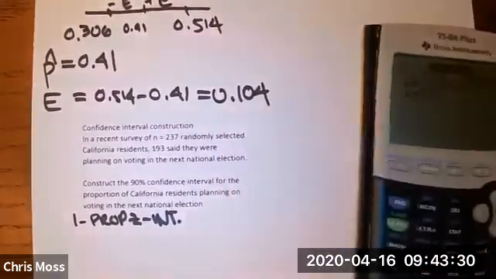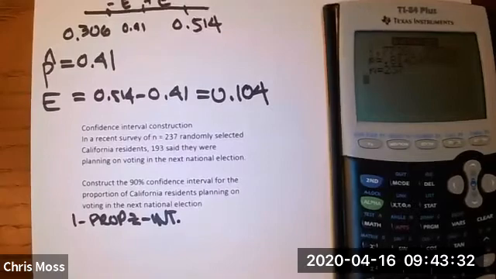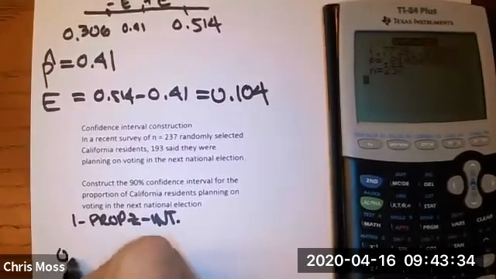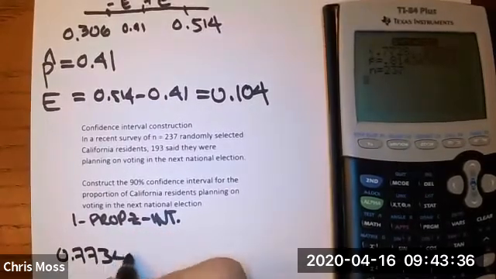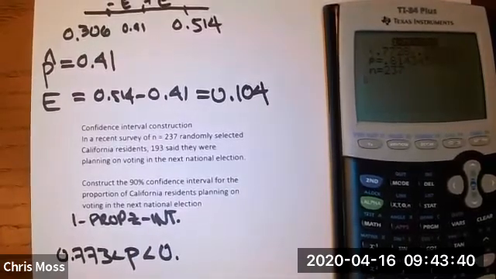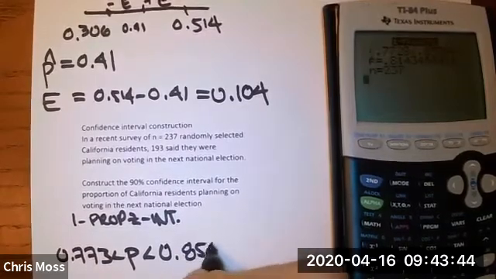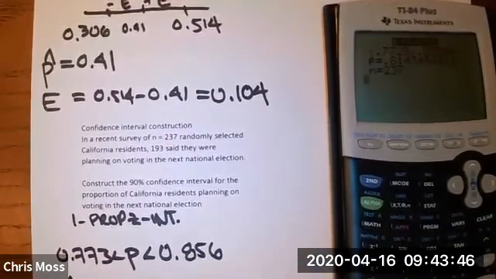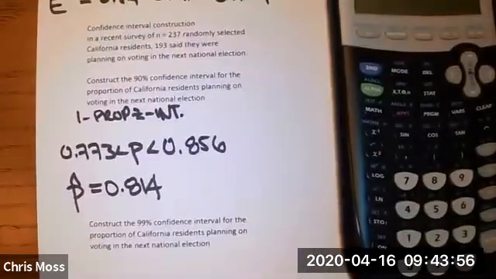Let me move this off to the side, and we have 0.773 less than p less than 0.856. I'll note the point estimate, which comes directly from our sample, of 0.814. All right, so there's my confidence interval.